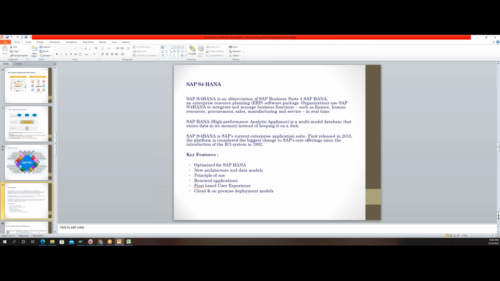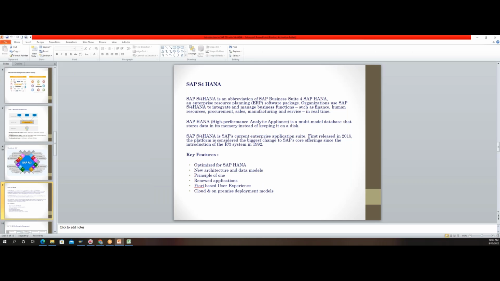Now what is HANA? HANA stands for High Performance Analytical Application. What is this High Performance Analytical Application? This is a multi-model database. What is a database? A database is a space where you store the data.